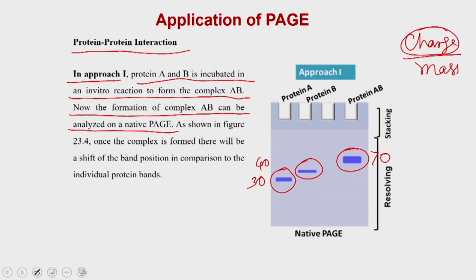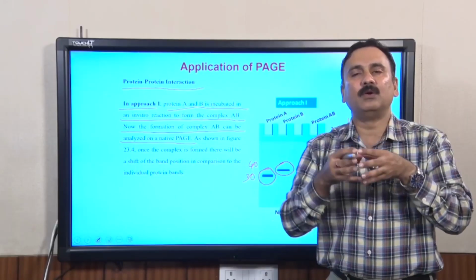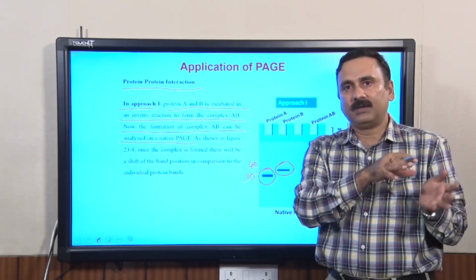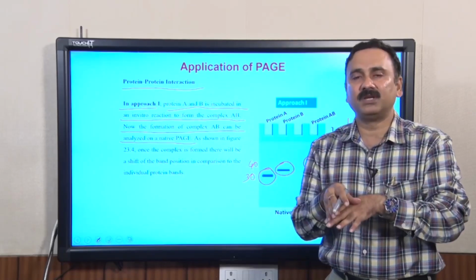So, it is not like 1 plus 1 equals 2, because the masses are being added, but in addition to that, the charges are also being mixed with each other, and because of that the complex will migrate as per the resulting charge by mass ratio.